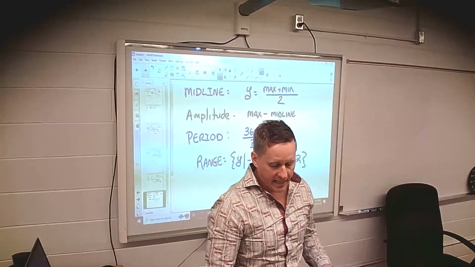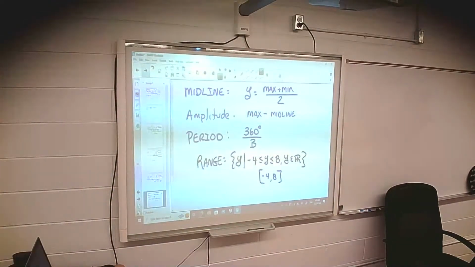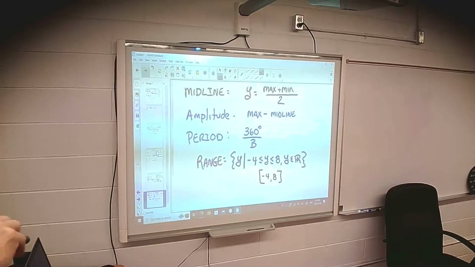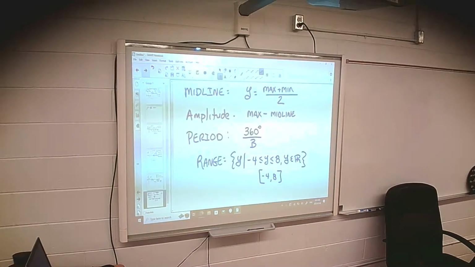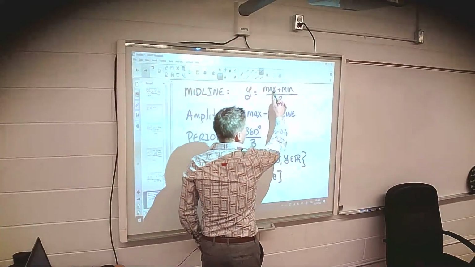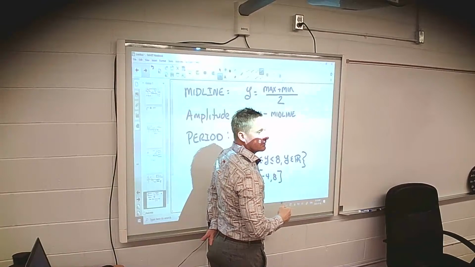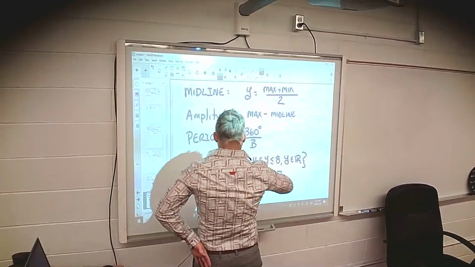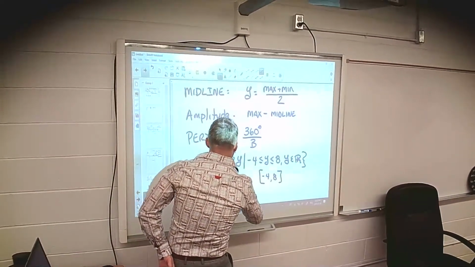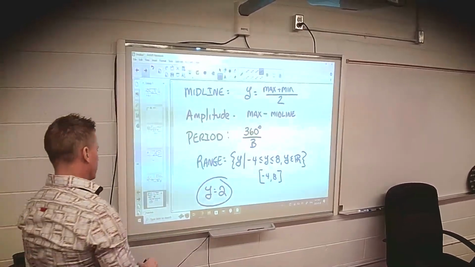Okay, the equation of the midline. The equation of the midline is y equals the halfway mark between -4 and 8. What is halfway between -4 and 8? 2. The other way to find midline: 8 add -4. What's 8 add -4? 4. What's 4 divided by 2? So the midline for this particular graph is y equals 2. So write that down. That's your midline.